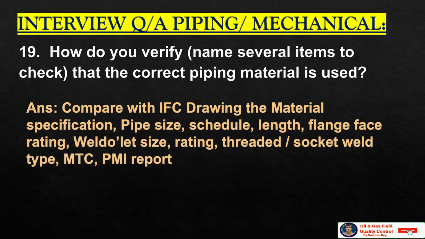How do you verify, or name several items to check, that the correct piping material is used? Compare with the IFC drawing: the material specification, pipe size, schedule, length, flange face rating, weld neck size, rating, threaded or socket weld type, MTC, PMI report, etc.